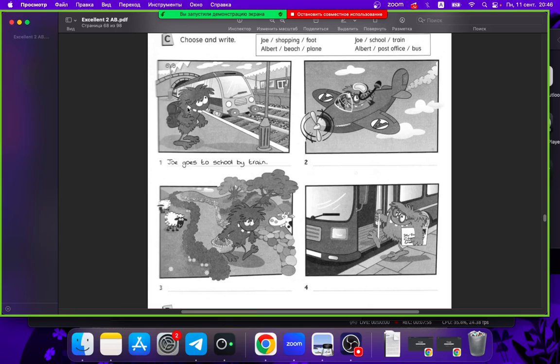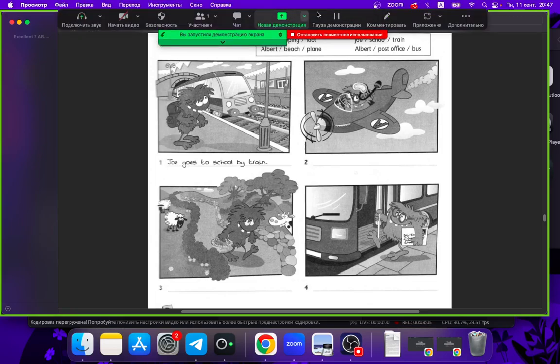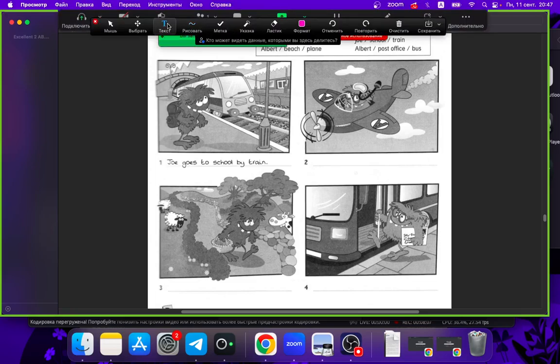This monster's name is Joey. This monster's name is Albert. So let's read the example. We have to choose and write. Joey goes to school by train. Wonderful. By the way, how do you go to school? By train, by foot, by airplane, or by bus? I usually go to school by foot. Albert goes to the beach by plane.